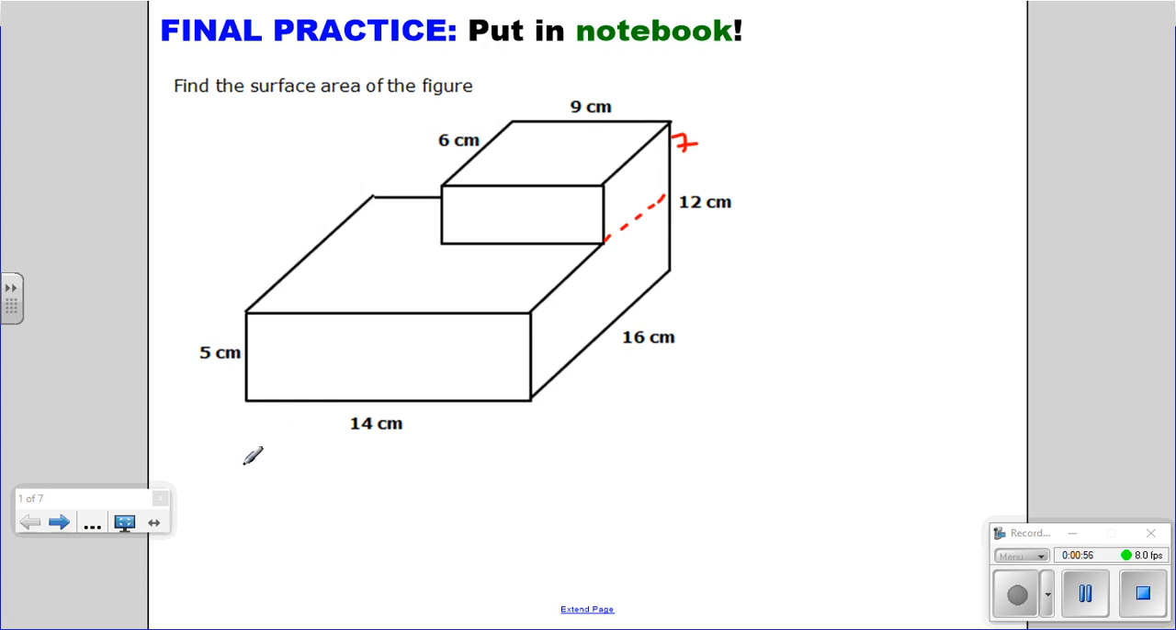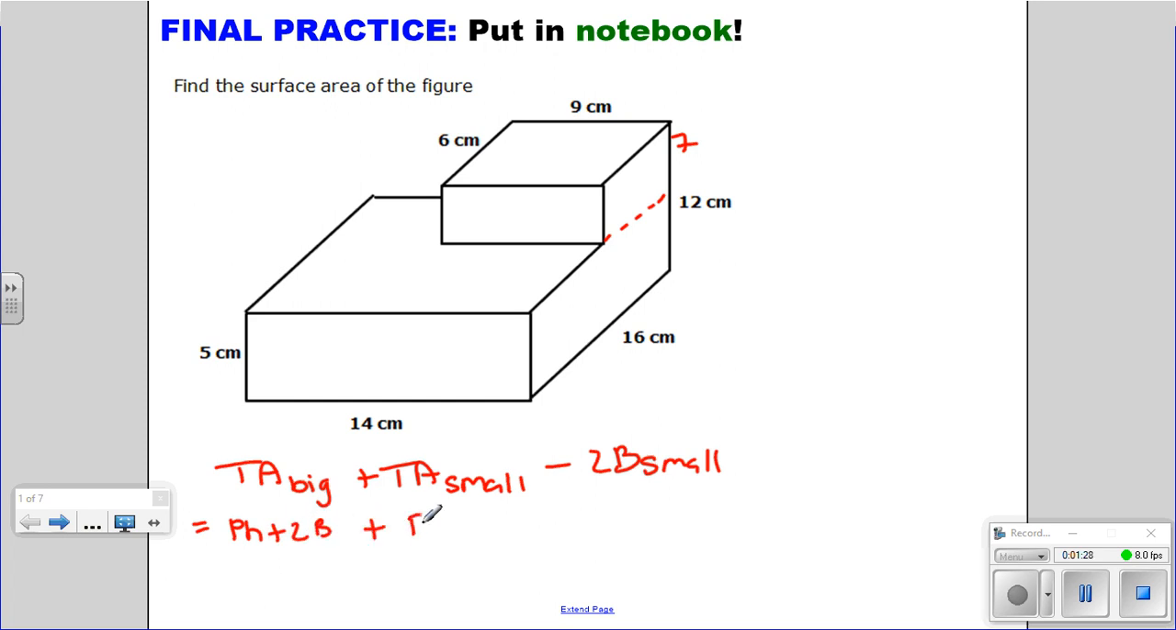So to find the surface area, we're going to find the total for the big plus the total for the small minus 2 bases from the small. Because as you can see, the small box or prism doesn't cover the entire top of the large. So the formula for surface area is pH plus 2b, pH plus 2b, and then minus 2b from your small.